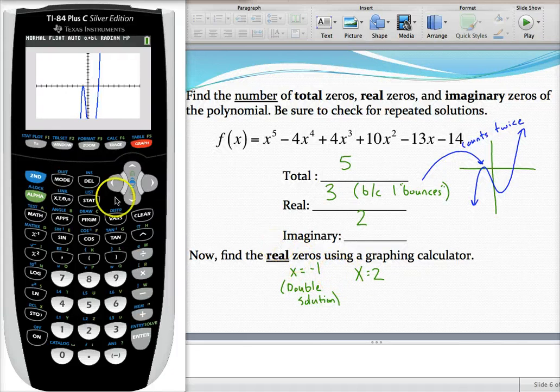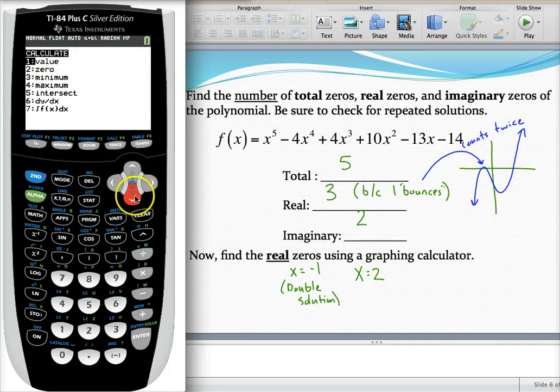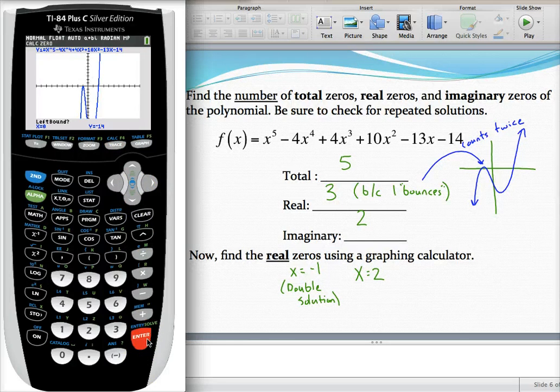So the first method I'm going to show you is using the zero button on your calculator. That's located under the trace menu. So select second, calculate, and then select zero. What it's going to do is ask us 3 questions. It's going to say left bound, right bound, and guess, similar to what it did when it asked us to find the max and mins.